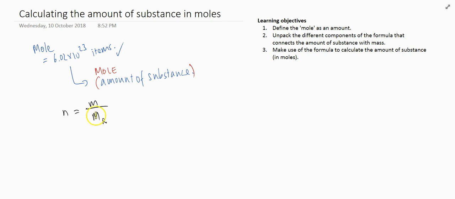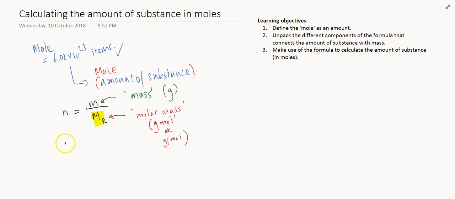Now I'm hoping that you know what this is from a previous video. So just to recap, this here is molar mass. And molar mass, we know, is a unit in grams per mole, or grams per mole written in two different ways. M here is mass, and the unit for mass is grams, or G.